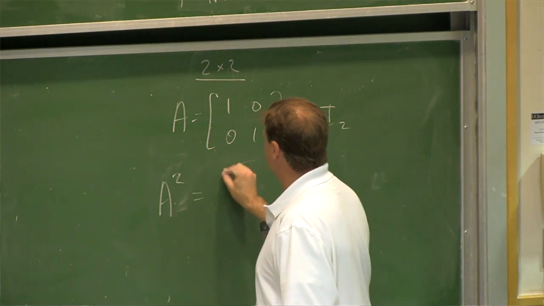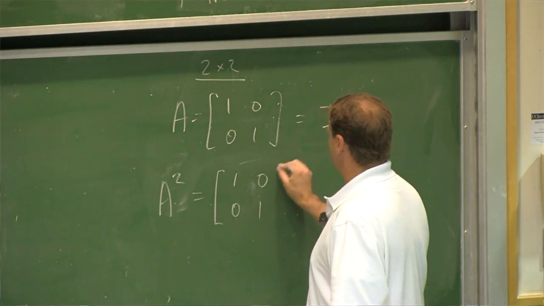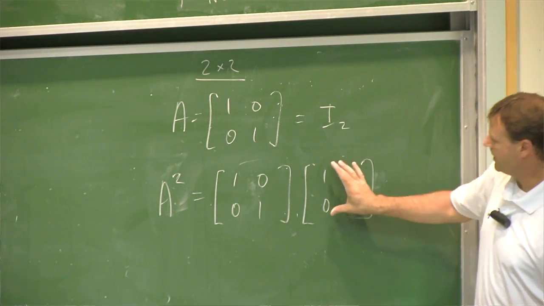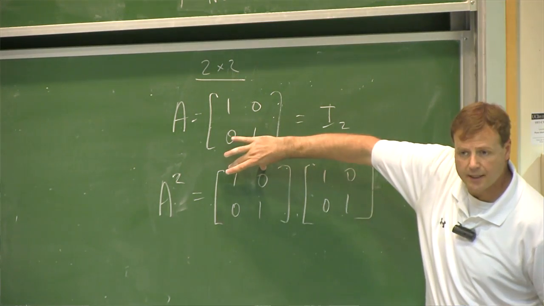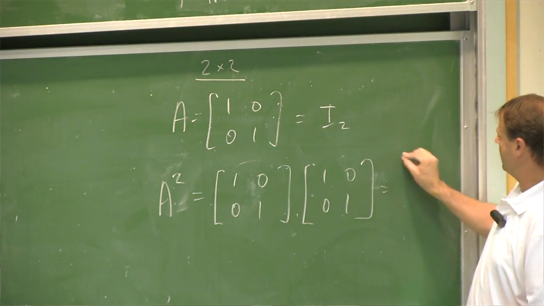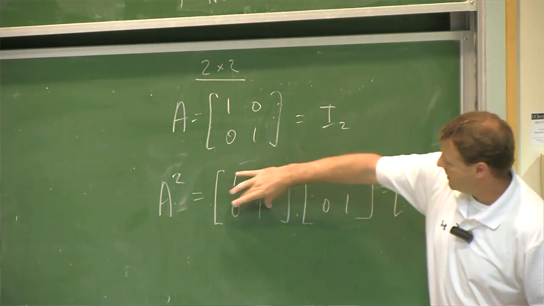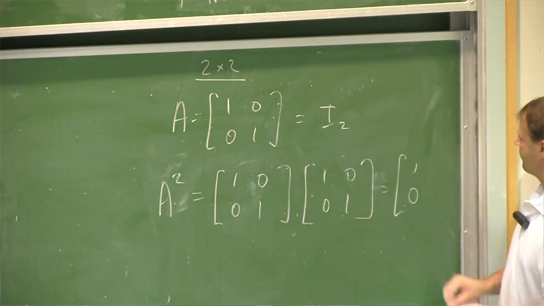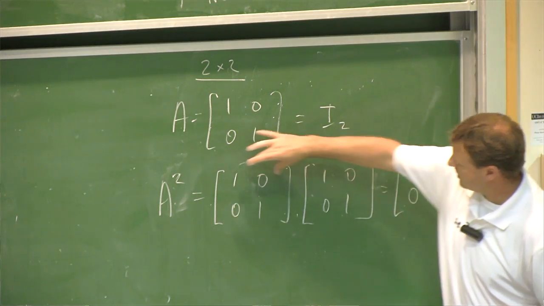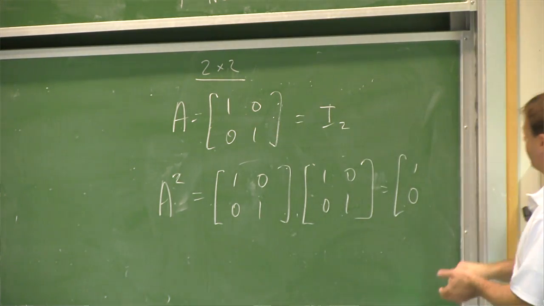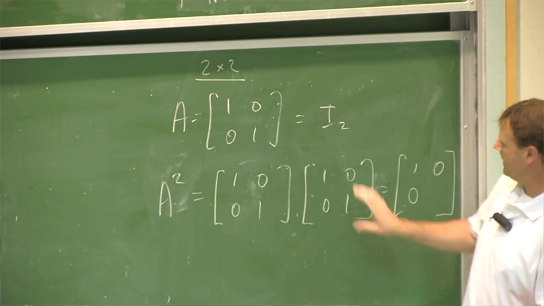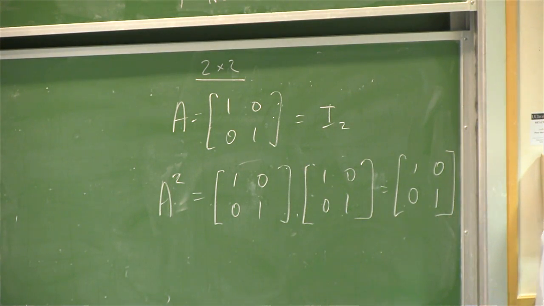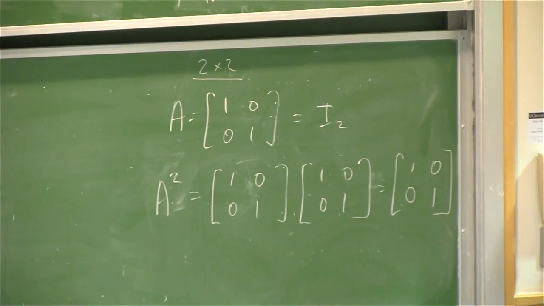A squared is equal to 1, 0, 0, 1 times 1, 0, 0, 1. I'm going to do that on its side. That gives me 1 plus 0. And then this one is 0 plus 0, and this one is 0 plus 0 as well. And then the last one is 0 plus 1. So there's another idempotent matrix.